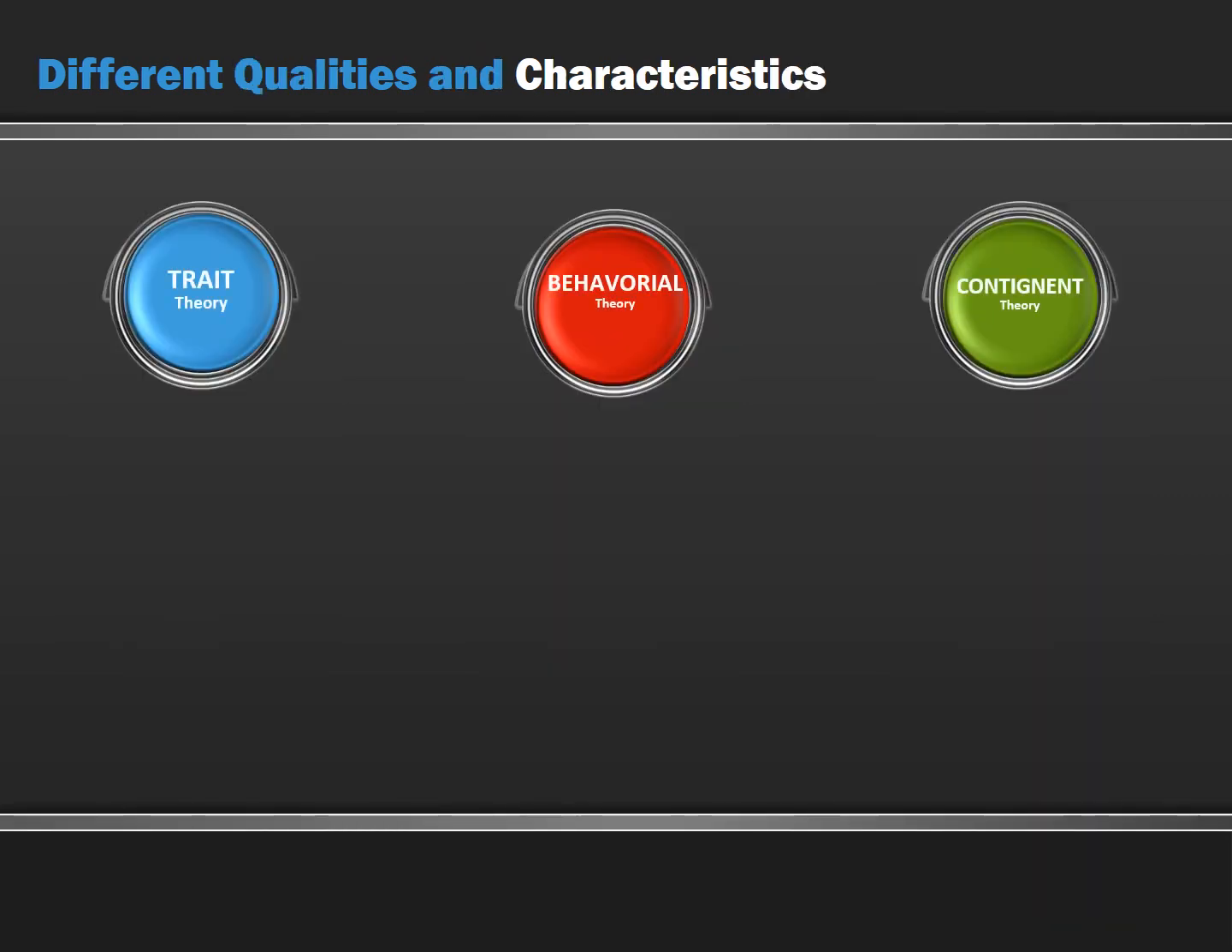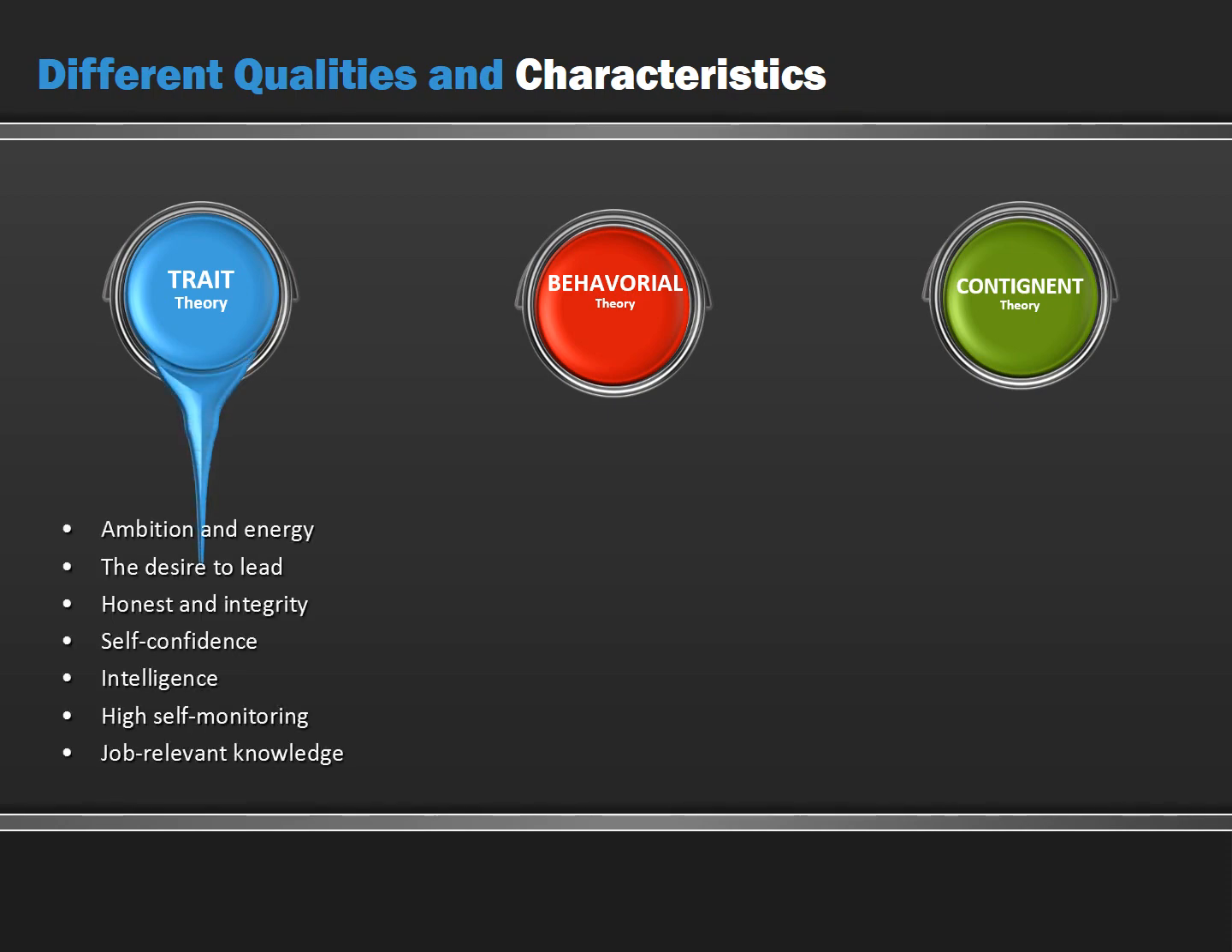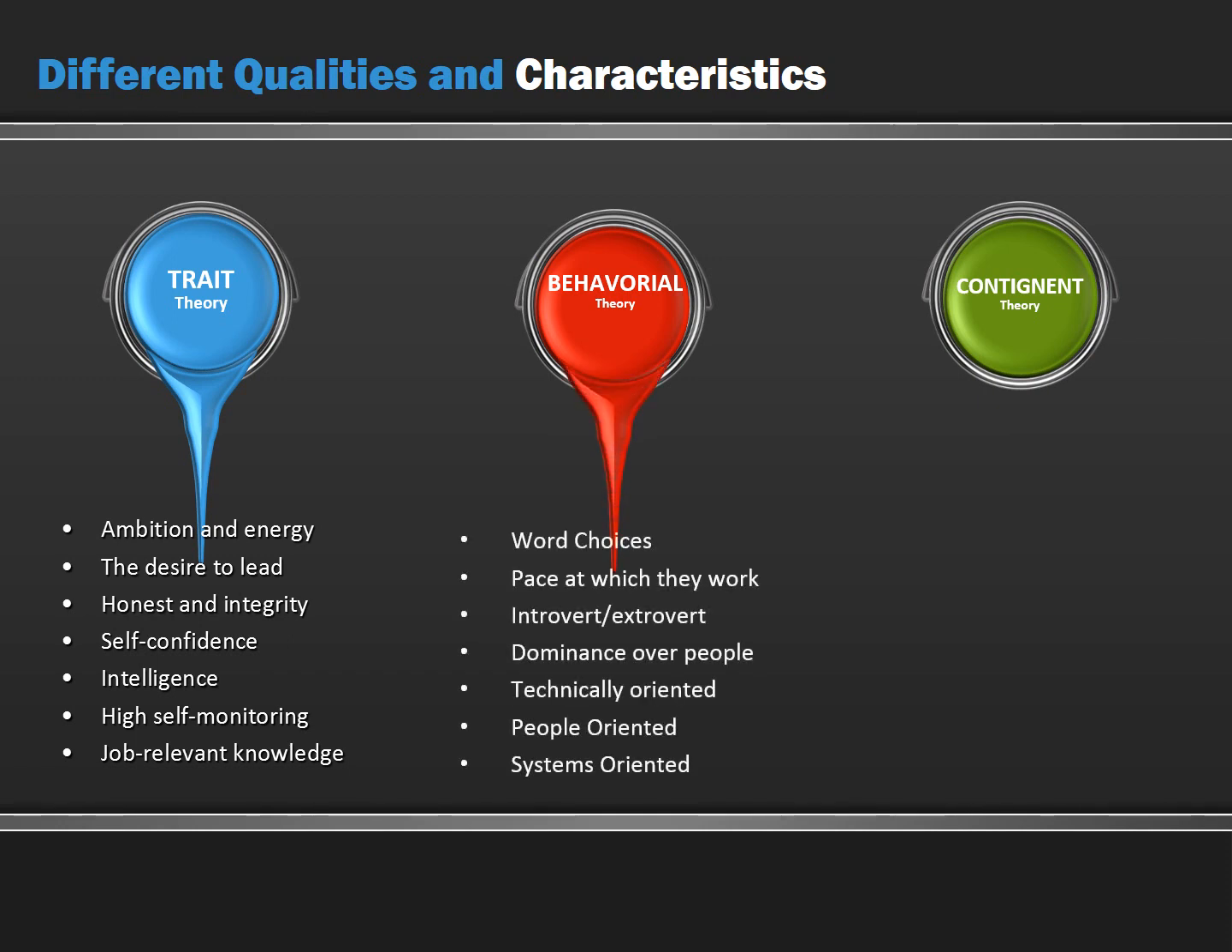Now that we have isolated three leadership theories, let's look at the underlying qualities and characteristics of each. In trait theories, we're looking at the traits, qualities, or characteristics of an individual. Do we see that leader as ambitious with high energy? Do they exude self-confidence? Maybe it's their job knowledge that draws us to them. In behavioral theories, we're looking at their actions. What are their word choices? What's the pace at which they work? What are their people skills? Are they systems-oriented? Are they technically oriented?